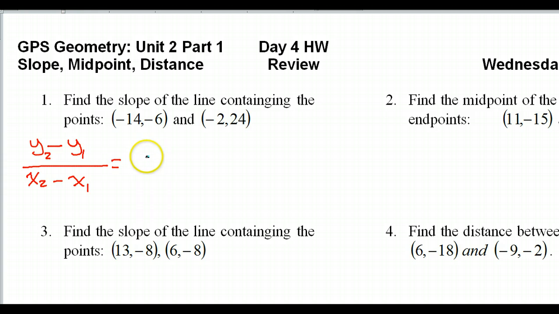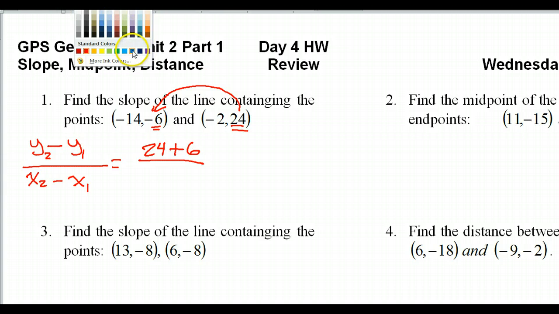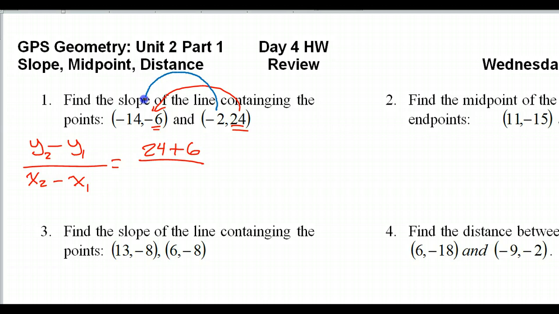So in this case, the y's are 24 and negative 6. So I'm going to do 24 minus negative 6. So that's 24 plus 6. Remember, when you subtract a negative, it's the same as addition. So 24 minus negative 6. And then I'm going to do negative 2 minus negative 14. So that's negative 2 minus negative 14 is plus 14.